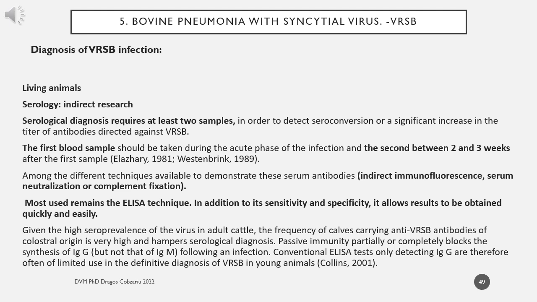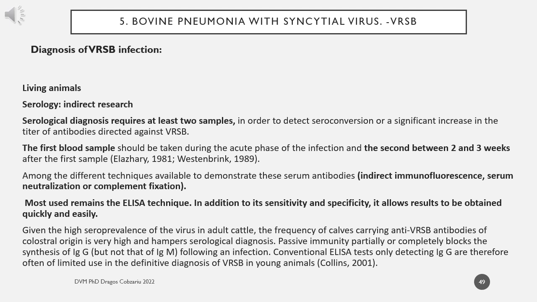Among the different techniques available to demonstrate these serum antibodies, indirect immunofluorescence, serum neutralization or complement fixation, the most used remains the ELISA technique. In addition to its sensitivity and specificity, it allows results to be obtained quickly and easily. Given the high seroprevalence of the virus in adult cattle, the frequency of calves carrying anti-VRSP antibodies of colostral origin is very high and hampers serological diagnosis.